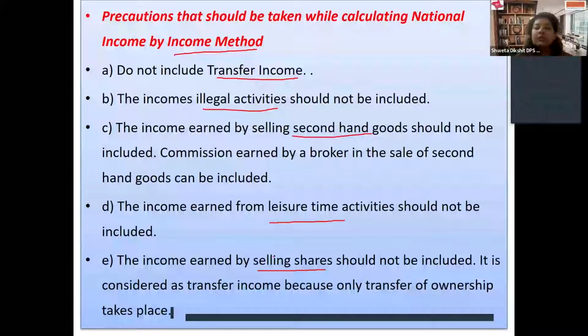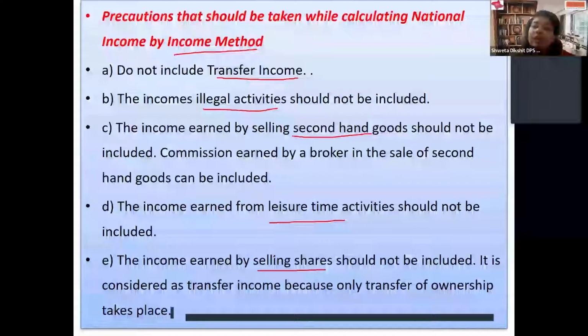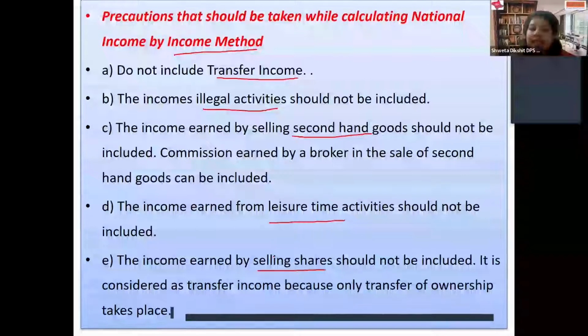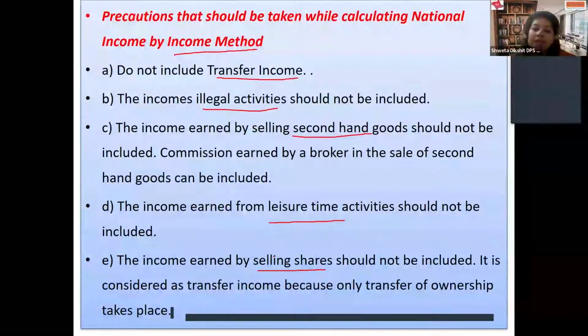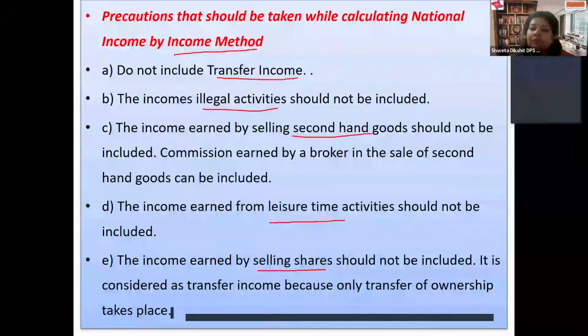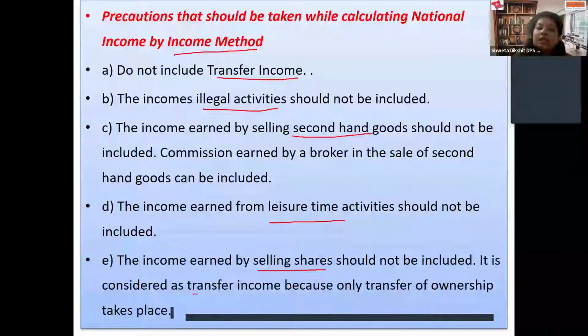Now explaining the last point: selling and purchase of shares. Why are they not included in the national income? They definitely are part of economic activity. But remember that selling shares and purchasing shares do not add any value addition to the country, and they are not earned by anybody. They're unearned income. Why? This is just the transfer of ownership. Because this is just a transfer of ownership, they cannot be part of national income, as they are not a factor income.